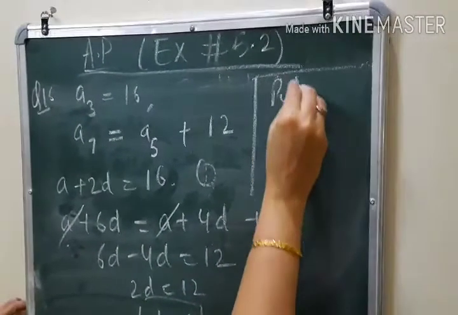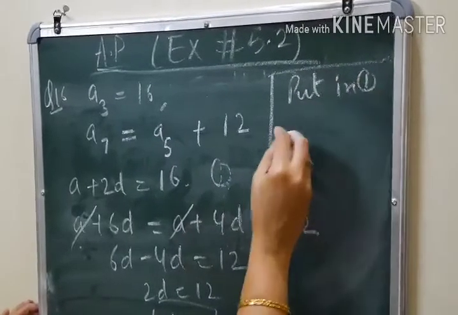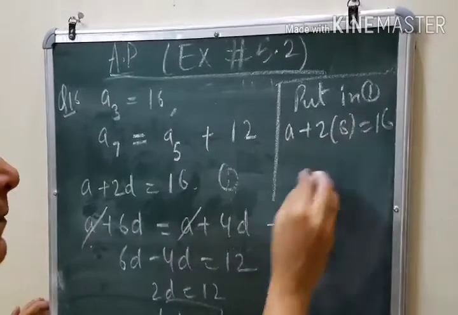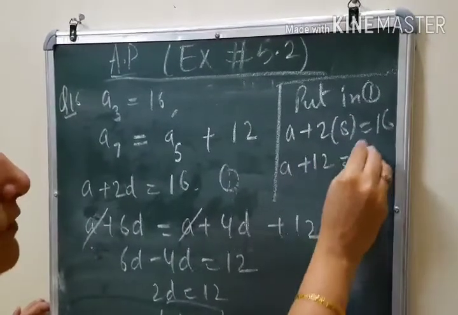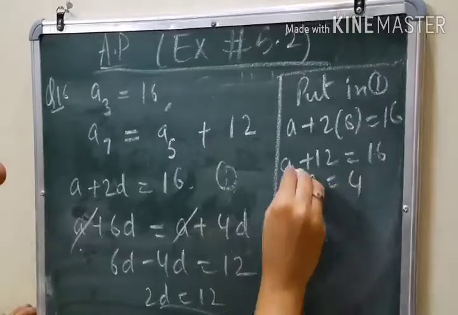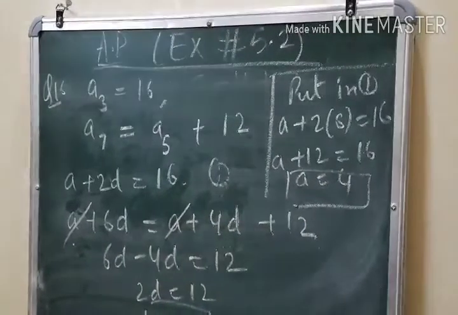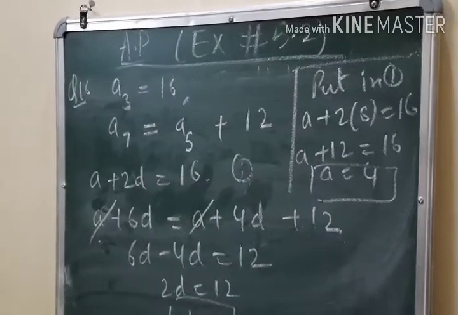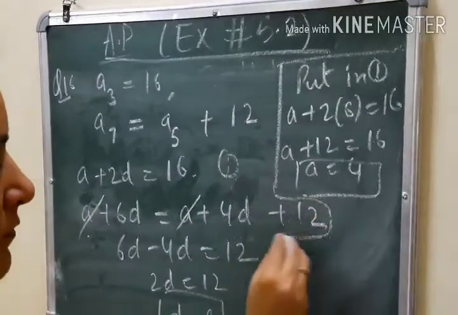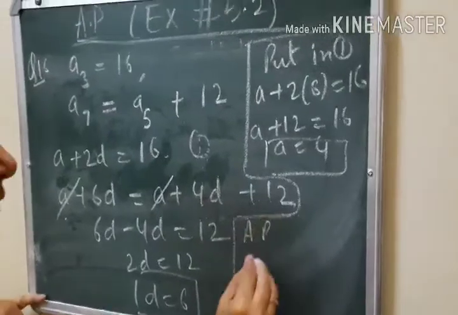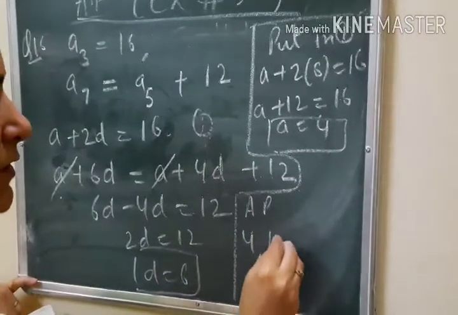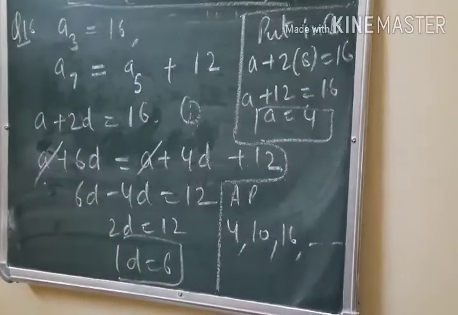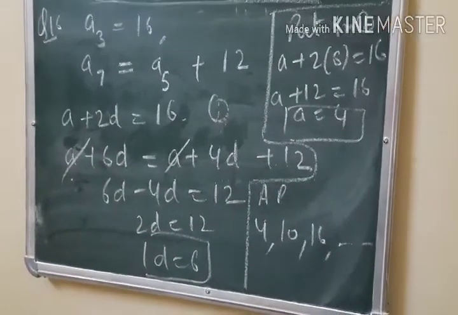Put in 1. So it will be A plus 2 into 6 is equal to 16. So A plus 12 is equal to 16. A is equal to 4. Now we have got the values for both D and A. And what you have to find in this question? Find the AP. So what will be your AP now? AP will be 4. Start adding 6 to it. 10, 16 and so on. So this will be your AP. Right? This was question number 16.